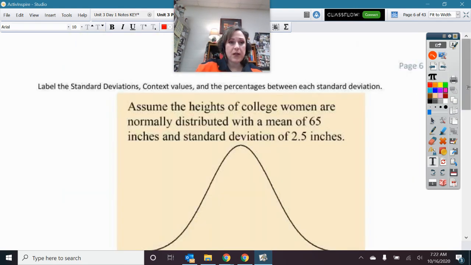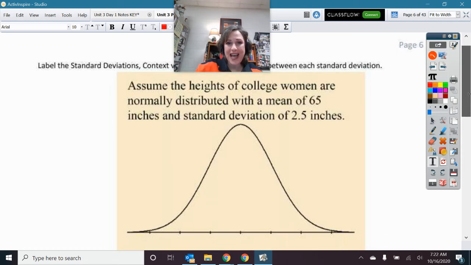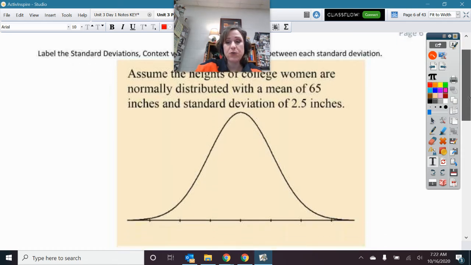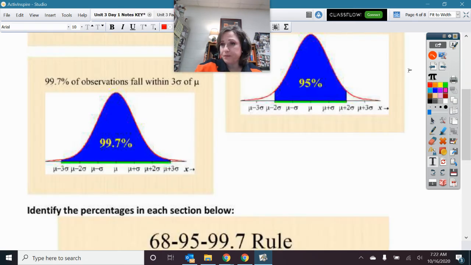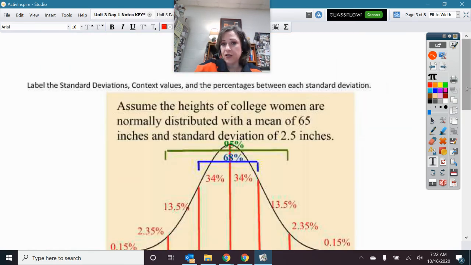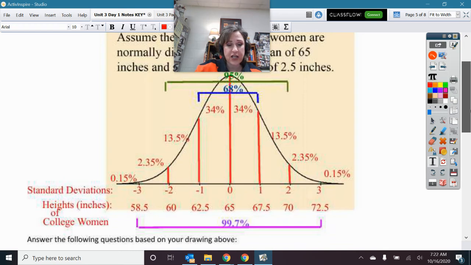All right, so let's do this here. Assume the heights of college women are normally distributed with a mean of 65 inches and a standard deviation of 2.5 inches. So we would come here and we would then label this area, okay? And so I have already gone in here and labeled it. So let me point out some features.